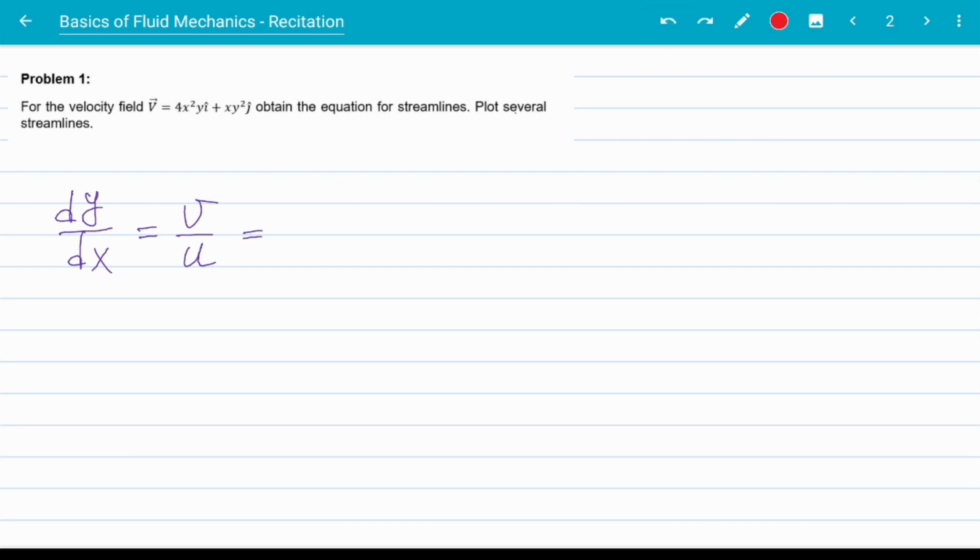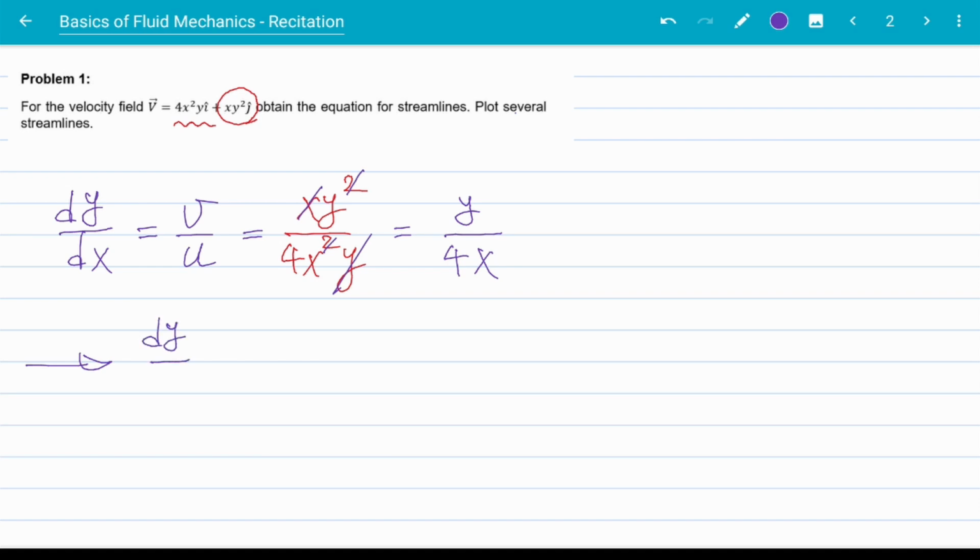Now the y component of the velocity, by looking at the velocity field equation, is xy squared. We can also find the x component of the velocity u by looking at the same equation. It's 4x squared y. I can simplify this equation a bit. Doing some simple algebra, I get y over 4x. I can continue playing with this equation. I can say, okay, dy over y is dx over 4x.